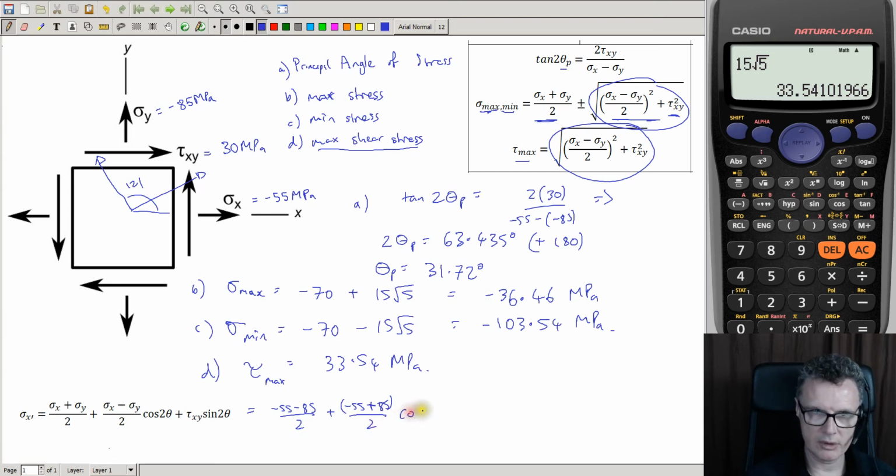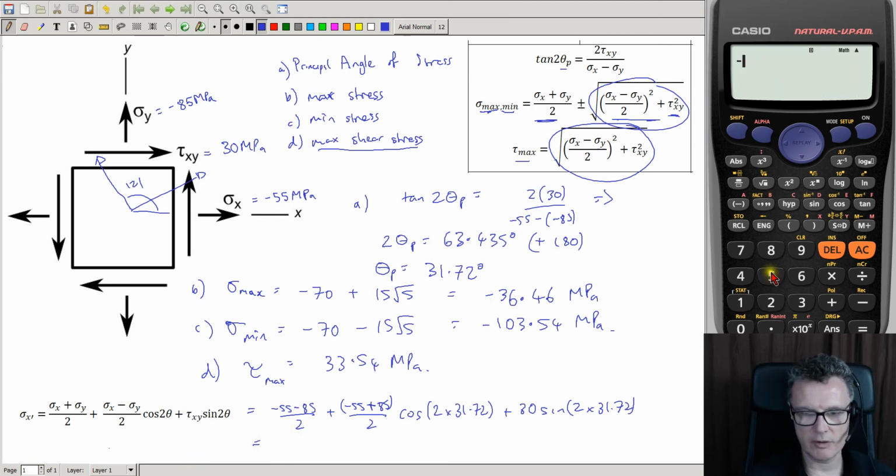So cos, we're going to be pointing this direction, so we're going to go anti-clockwise by the 31.72 degrees. So cos 2 times 31.72 plus 30 sine 2 times 31.72. What's the angle again? And what do we get there? Let's give it a go.